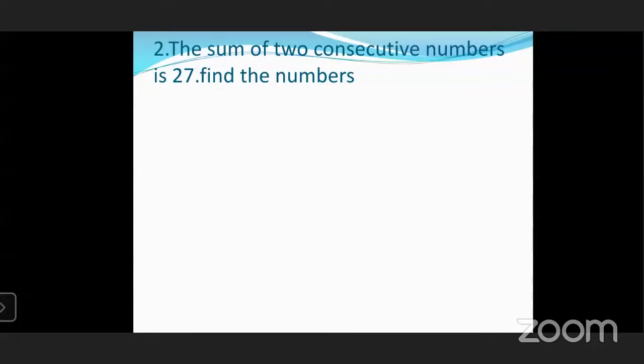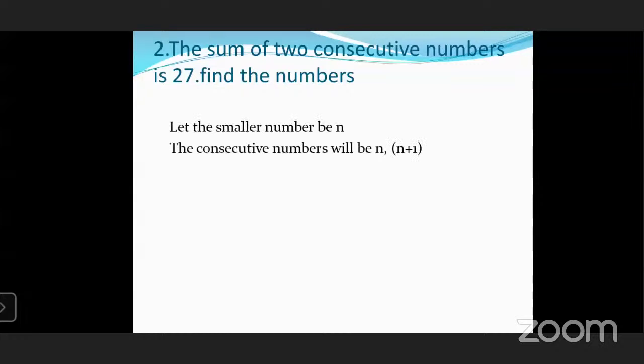Consecutive numbers. I'm doing this again for you. Two consecutive numbers. अगर एक number 5 है, the next number is 6. You add 1 to it. So let the smaller number be n. The consecutive numbers. अगर 5 है, तो next number 5 plus 1. So smaller number को अगर n लिया, first number को हमने n लिया, the next numbers क्या होंगे? n के बाद वाला number होगा n plus 1.